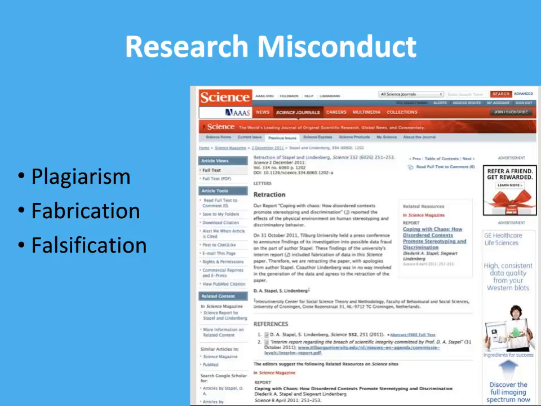All right, so research misconduct. And this takes a couple of different forms. This is definitely my least favorite thing to talk about. I don't like to talk about when things go wrong in the process.